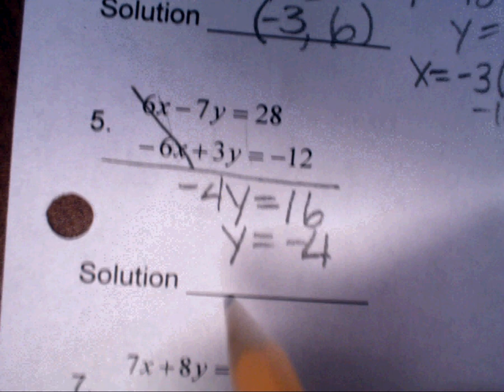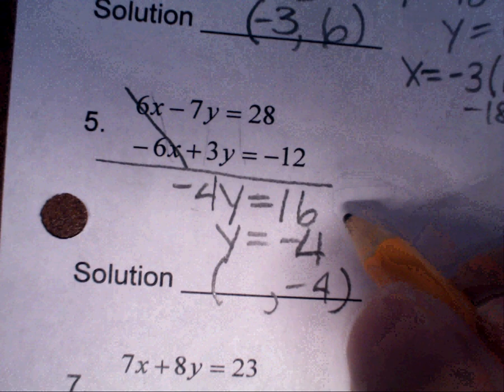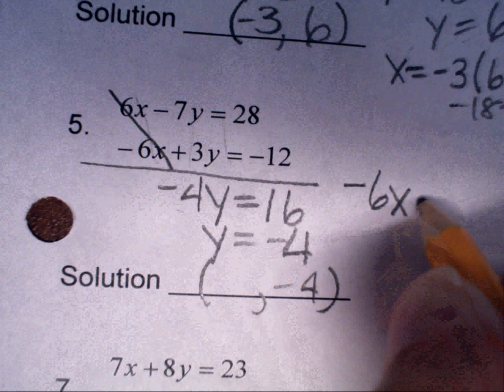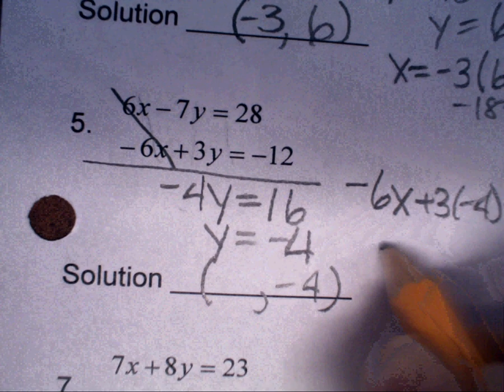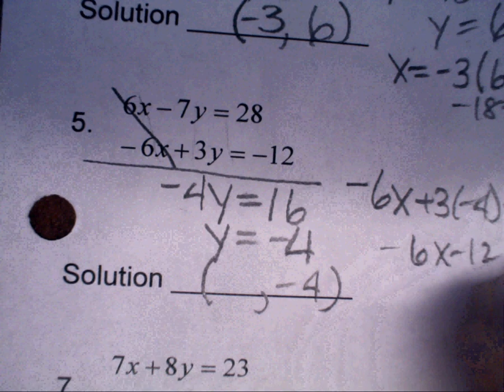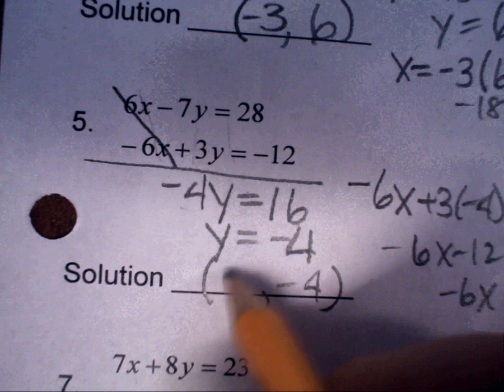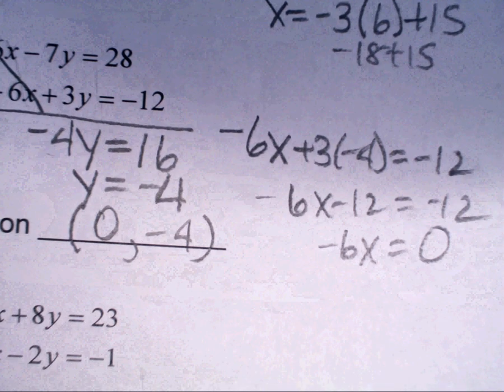Okay, so I already have one part of my solution. Y is negative 4. It doesn't matter where I plug it in. Say I pick the second one: negative 6x plus 3 times negative 4 equals negative 12. Negative 6x minus 12 equals negative 12. Negative 6x equals 0. X can be 0. Don't freak out when x is 0.